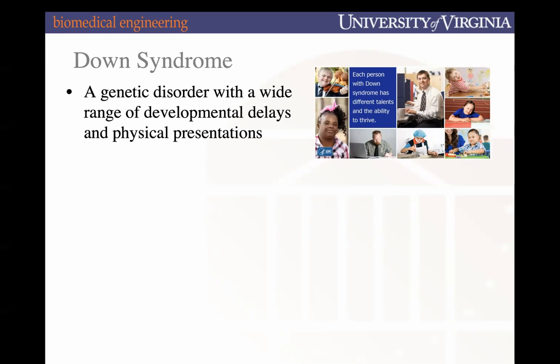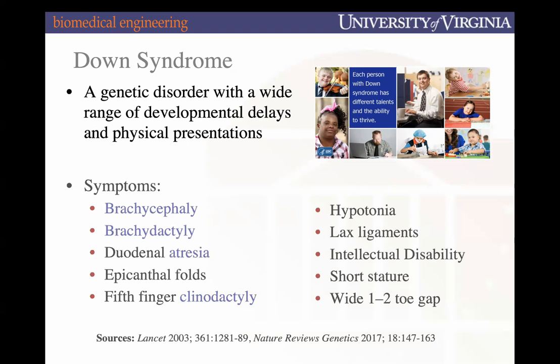First, Down syndrome. I'm sure most of us have had people in our lives who have Down syndrome. It's a genetic disorder that has a wide range of developmental delays as well as physical presentations. Some of the physical presentations include brachycephaly, which is usually a bit of a shorter head. Usually there's also brachydactyly, which is shorter digits, or shorter fingertips usually.